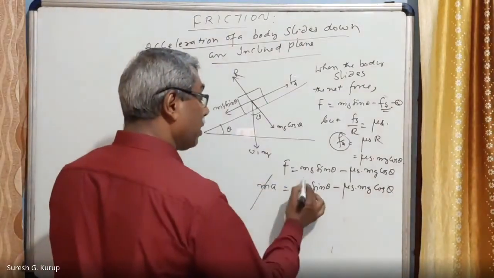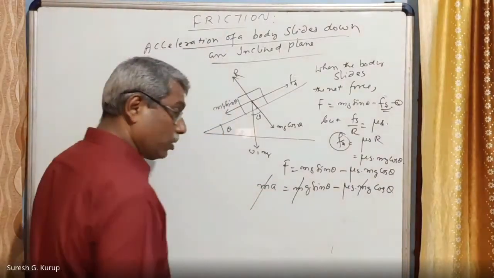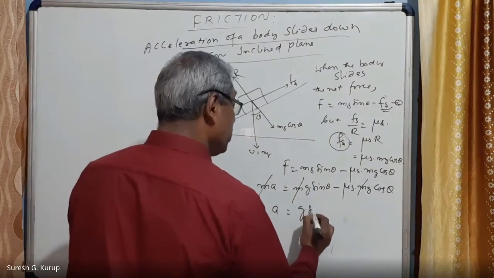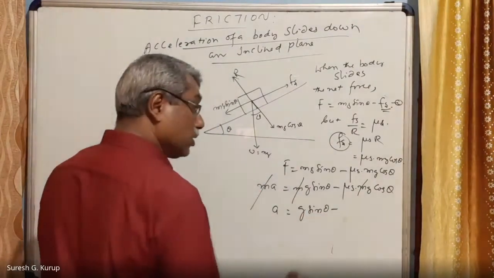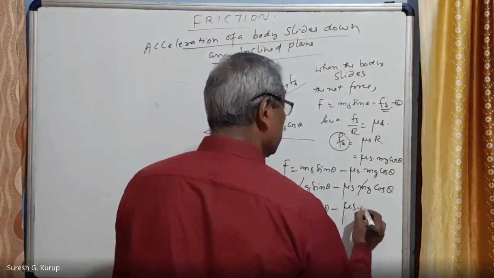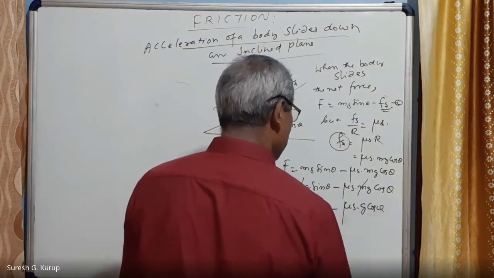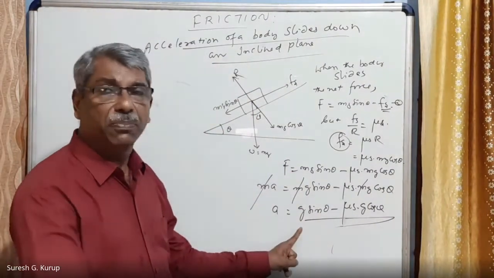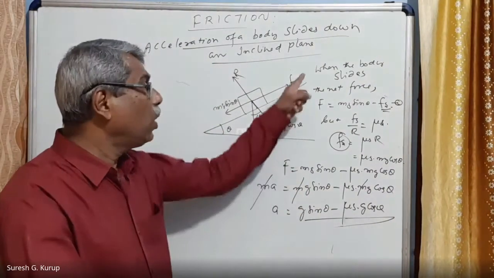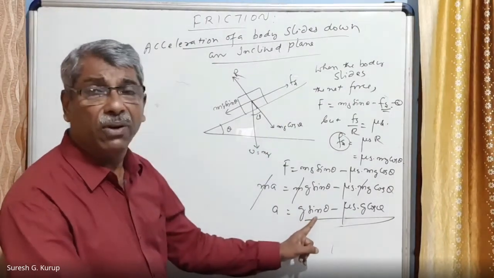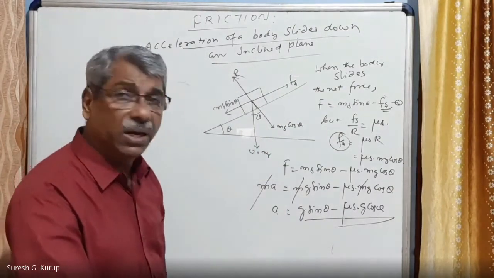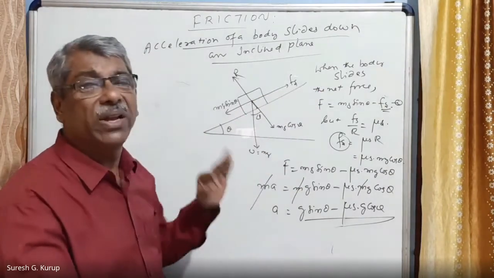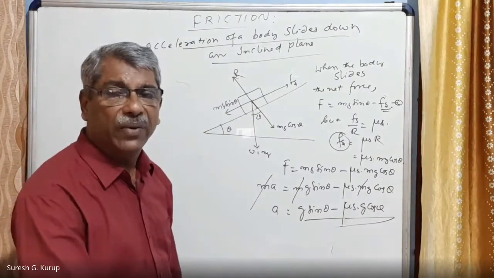This m cancels from all these terms. Then what will you write? A is equal to g sin theta minus mu s into g cos theta. This is the acceleration produced by a body which is sliding down through an inclined plane of angle of repose equal to theta.